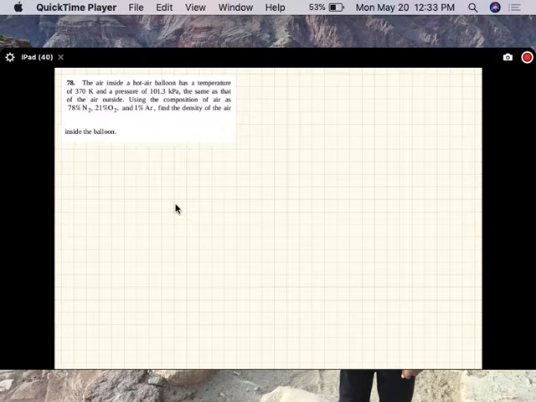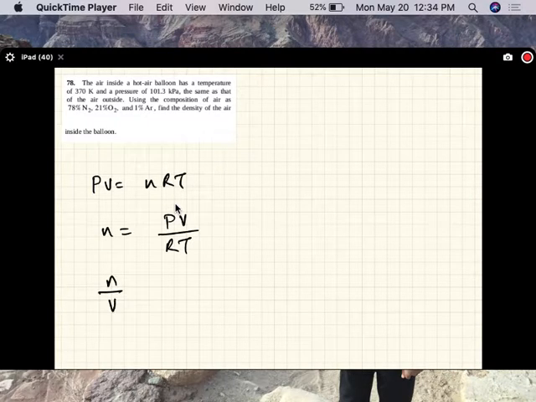Okay, so for this problem again, PV equals nRT, and the number of moles of gas is PV over RT. And so let's calculate how many moles we have. Oh, density, okay. We want to calculate the density, so we'll calculate the number of moles per unit volume. Actually, we'll do n over V, the number of moles per unit volume, which is P over RT.